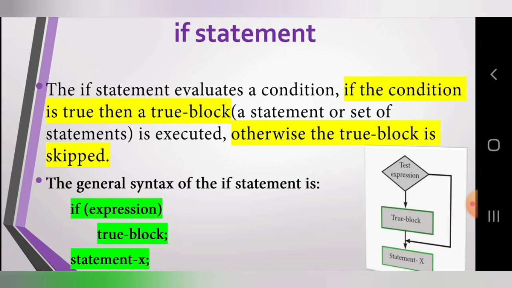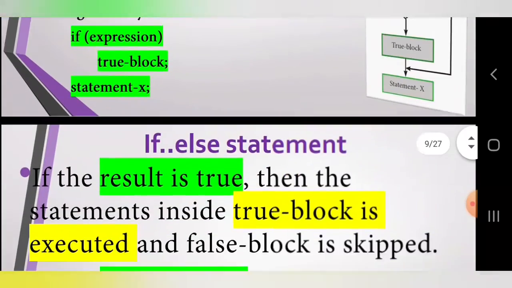Okay, write if, then the test condition or expression within parentheses, and then write the true block, and then it goes to the statement X. Okay, so see the flow chart. It first checks the test condition, the test expression. If the condition is true, then the true block is executed. Otherwise, if the condition is false, the control automatically transfers to the statement X. Okay, so this is the if statement.